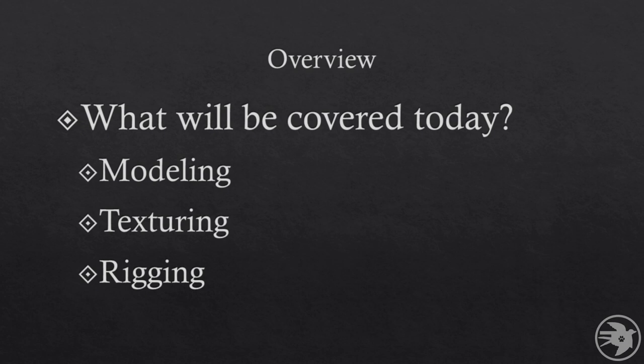Today we will be covering modeling as well as texturing and rigging. Modeling is basically creating your 3D model, giving it a shape, geometry, things. Texturing is going to be painting it and coloring it. If you've seen people do VRChat avatar recolors and things like that, that's a little bit of what you would need to know to do that with Blender.